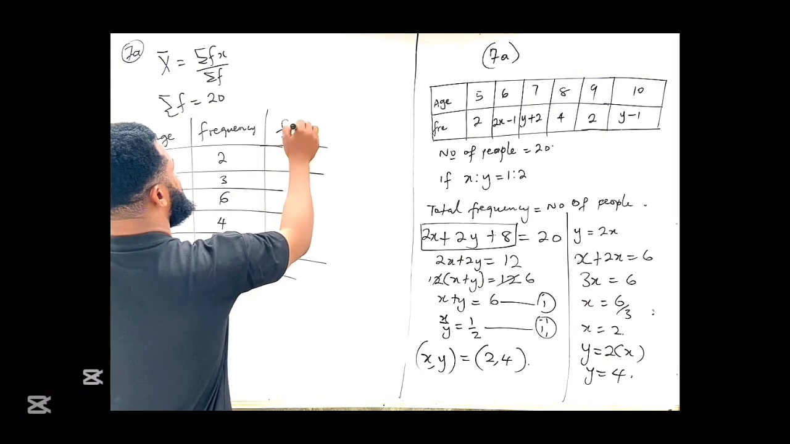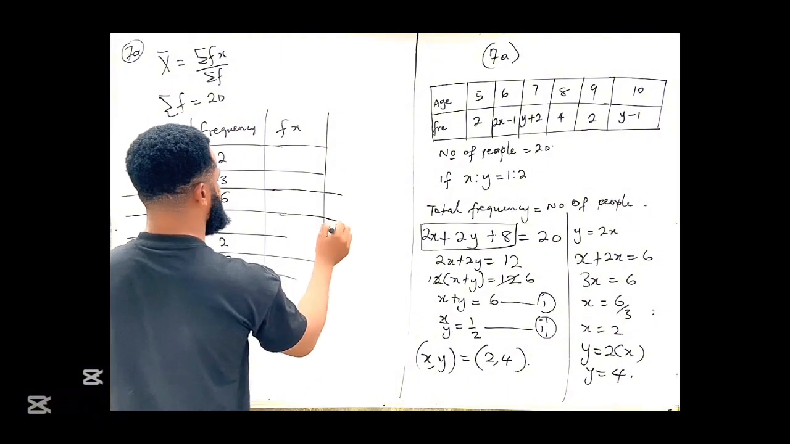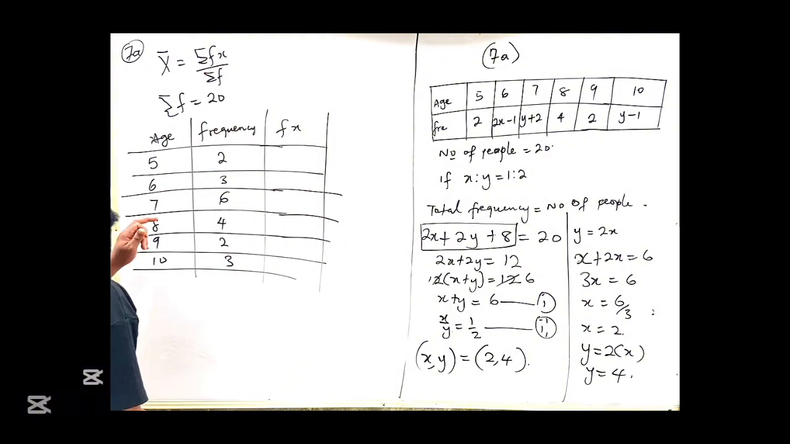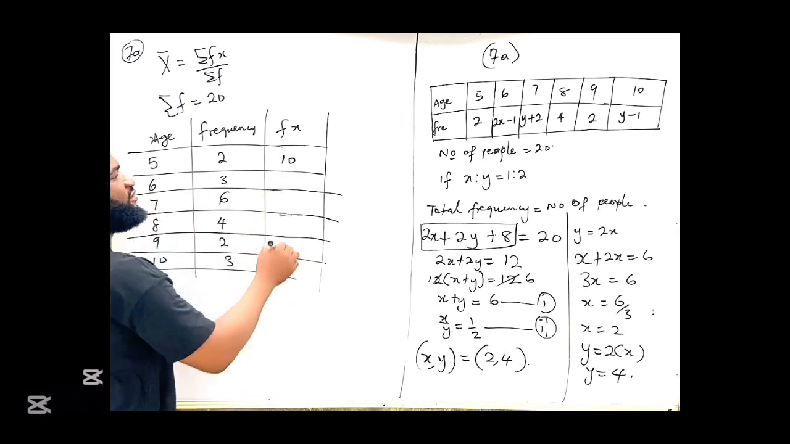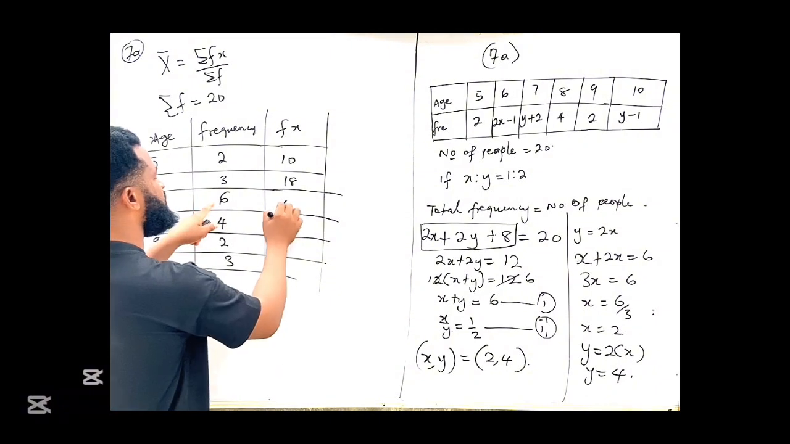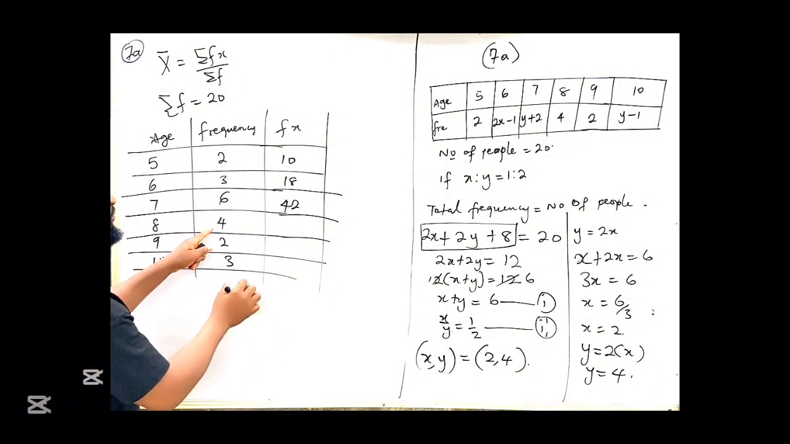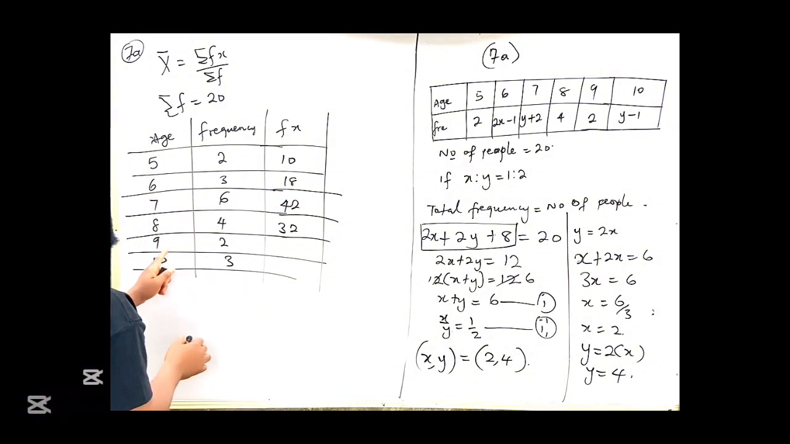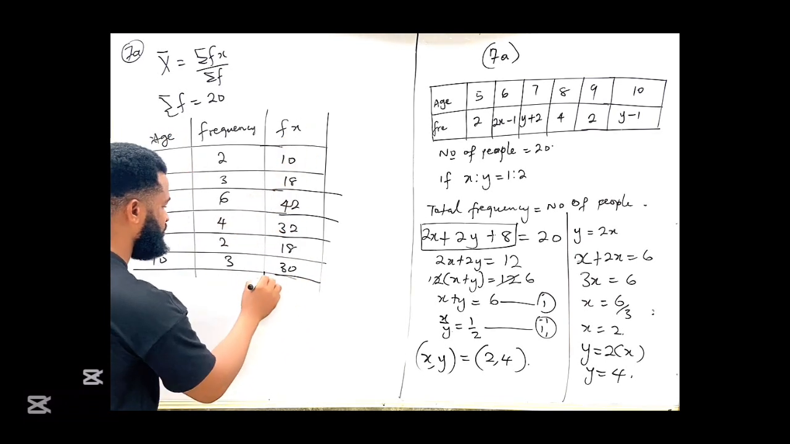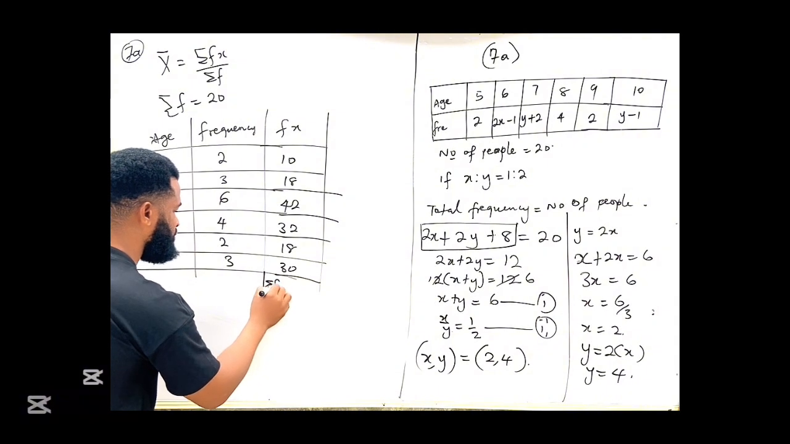So I'm going to have fx, the summation of this whole value. 5 times 2 is going to be 10. 6 times 3 is going to be 18. 7 times 6 is going to be 42. 8 times 4 is going to be 32. 9 times 2 is going to be 18. And 10 times 3 is going to be 30. So let us add everything here. That is what we call summation of fx.